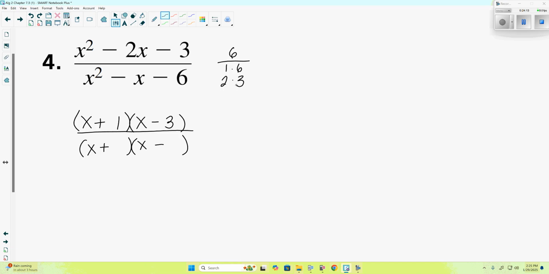2 and 3. Now if we do 2 and 3, for something to match up, the 3 has to be negative. Because if it was x plus 3, nothing would match up, nothing would simplify. X times negative 3 would be negative 3x. 2 times x is going to be plus 2x. Negative 3x plus 2x is negative x. That is the middle term we wanted.